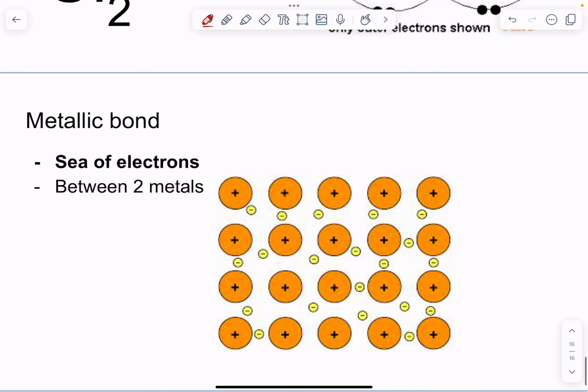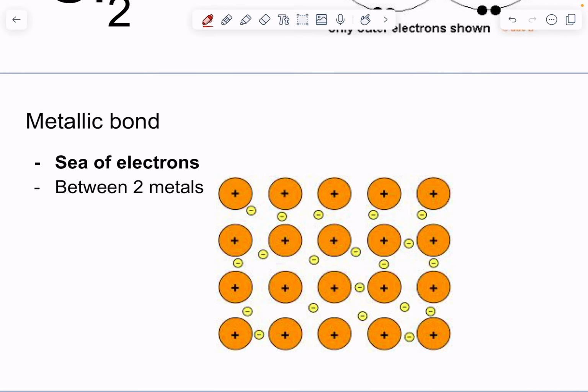The final type of bonds are called metallic bonds. These will only happen with metals. It could be more than one metal, which would be called an alloy, or it could be just one type of element like pure gold, which we would just say is a metal. Now, we consider this type of bond a sea of electrons. What happens is these valence electrons in the metals are free to flow throughout this area.